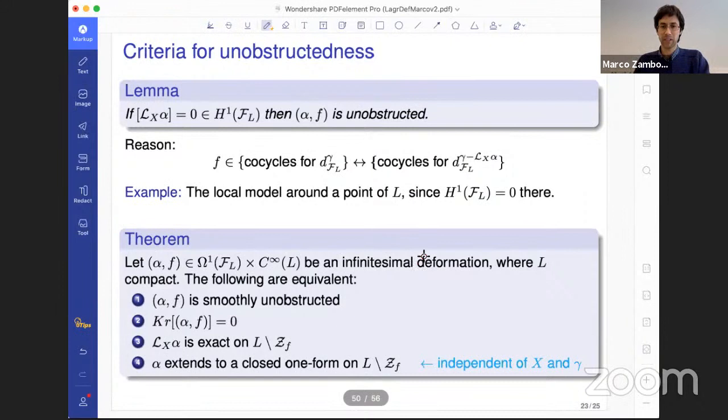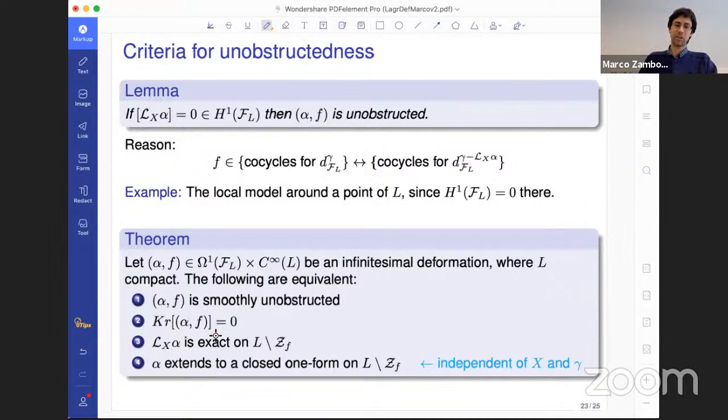This is the general statement that we got in the compact case. So take an infinitesimal deformation. That's a pair consisting of a foliated one form for this foliation and Lagrangian, and a function. They have to satisfy the linearization of the Maurer-Cartan equation, so a linear equation. And you can extend them to a path of Lagrangian deformations if and only if the Kuranishi criterion, applying the obstruction map, gives zero.